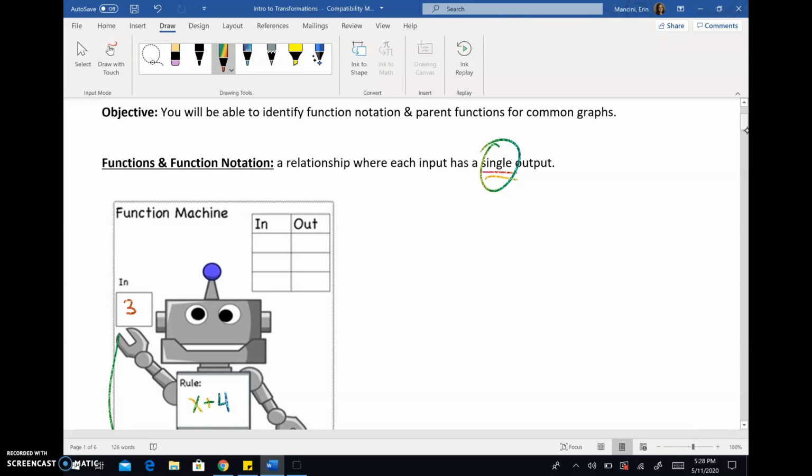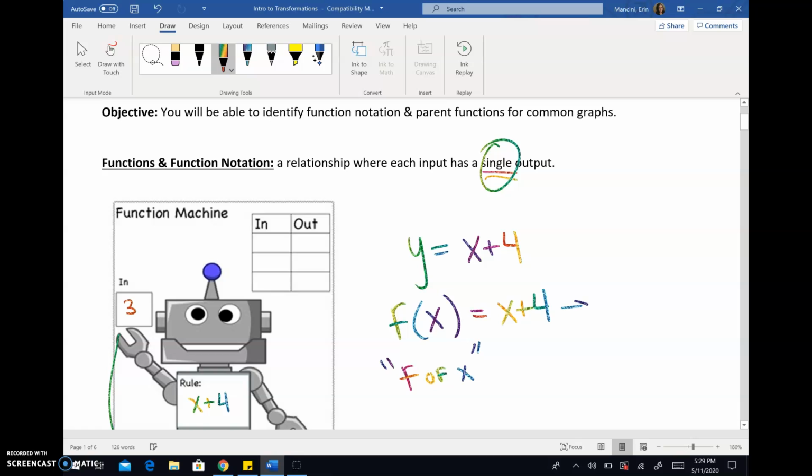Okay, just to recognize some notation, normally when you see a rule like x plus 4, you would see it as y equals x plus 4. Okay, that's just the notation we've looked at up to this point. Functions have their own notation, but it means the exact same thing. Okay, when you see a function, you're usually going to see something like this. The way you say that is f of x. F parentheses x, f of x. Okay, it means the exact same thing as y equals x plus 4, but this is function notation.